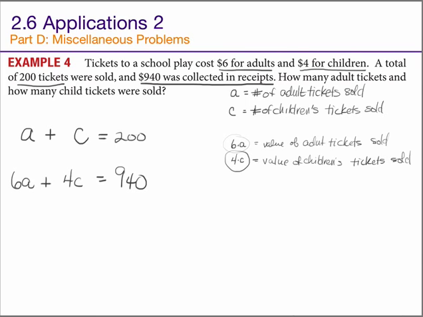Something to keep in mind as you're working is that A is the number of tickets, C is the number of tickets, and the total is a number of tickets. In this sentence, though, $6 times A tickets is a number of dollars. 4C is also a number of dollars. $4 per children's ticket is a total amount, a number of dollars, and 940 is also a number of dollars. So within each sentence, I'm working with the same units. But A is still a number of tickets. That A is the same as that A there. Now I have my two sentences.